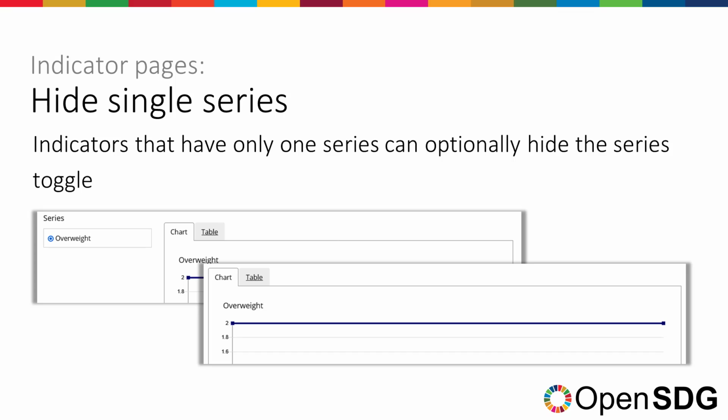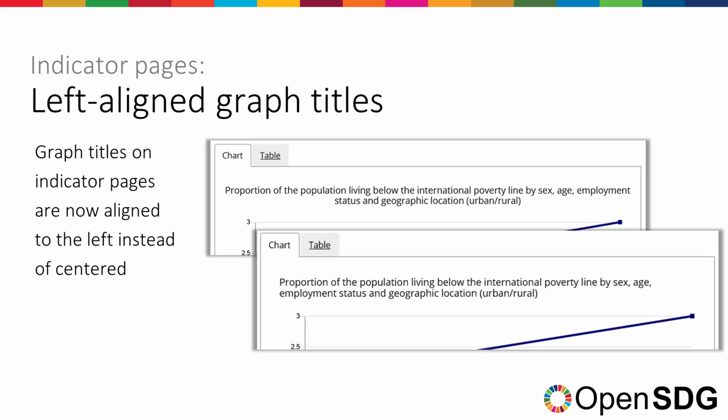By the same token, there's also an option to hide the series toggle in cases where there is only one series in an indicator. Again, this gives a more straightforward indicator layout by removing unnecessary elements. The titles above graphs are now left-aligned for a cleaner reading experience.